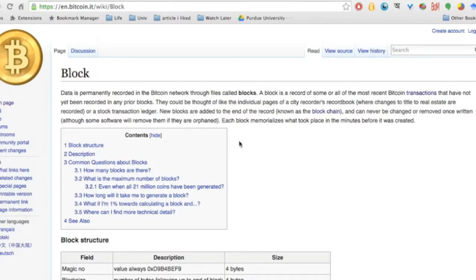Today I'm going to talk about Bitcoin block. I'm going to describe how Bitcoin block is structured.